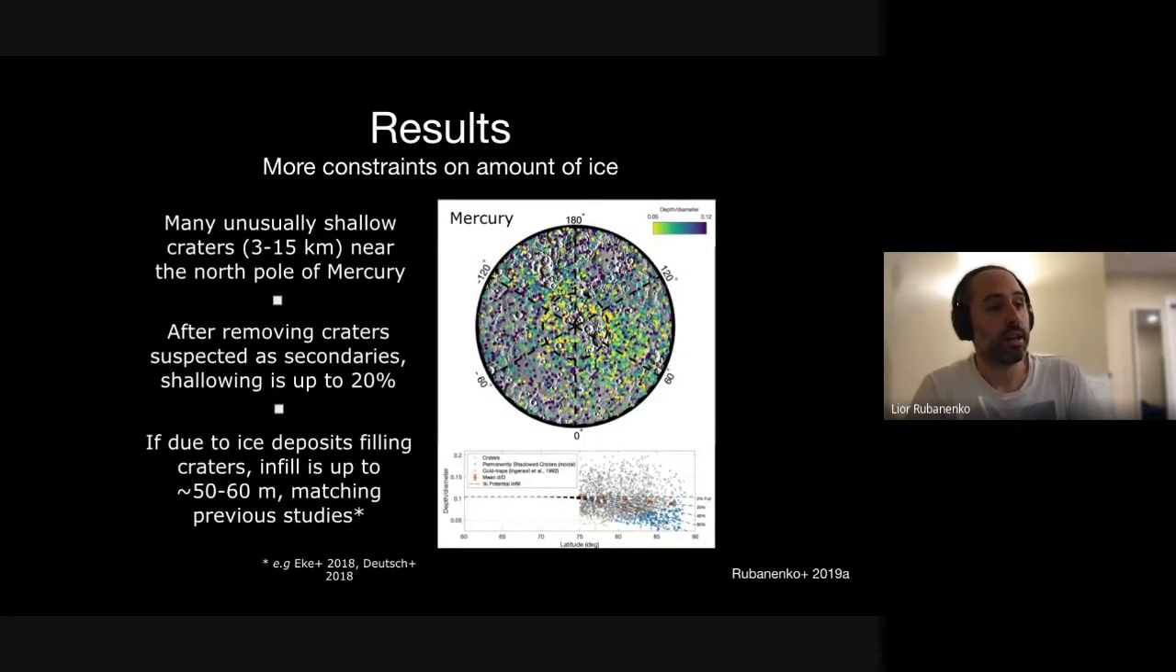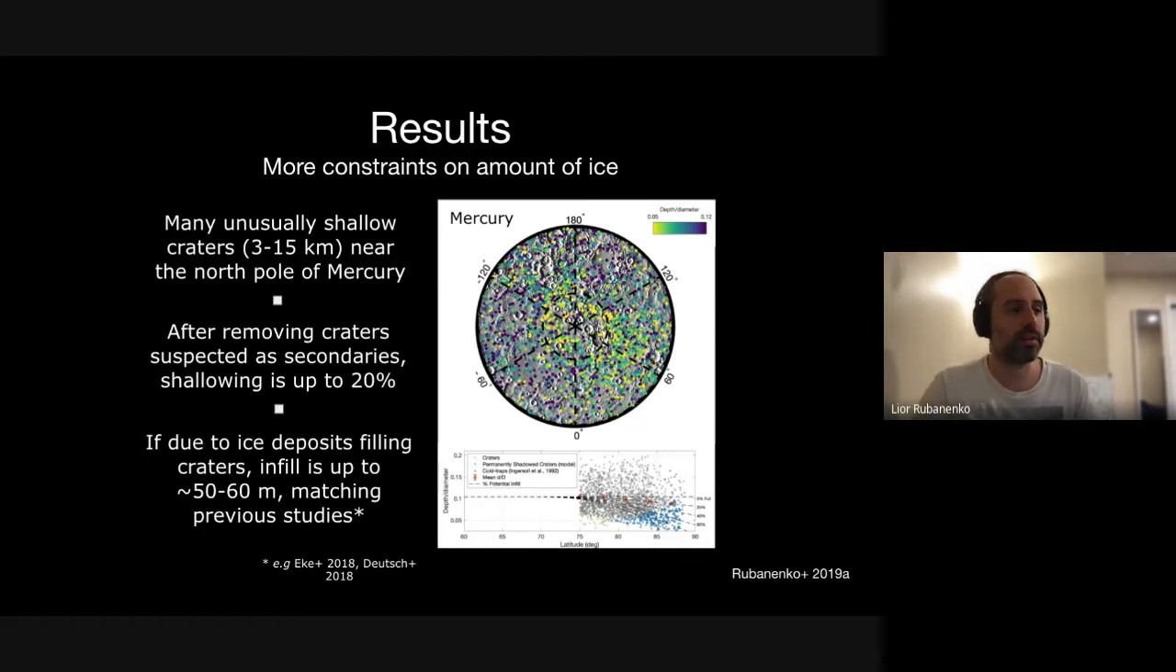And this is very simple to test, right? All you need to do is look at the depth to diameter of craters near the pole of Mercury. So that's what we did. We looked at relatively small craters, between 3 and 15 kilometers. They're not small per se. They're not 100-meter wide craters, but they're a few kilometers wide.